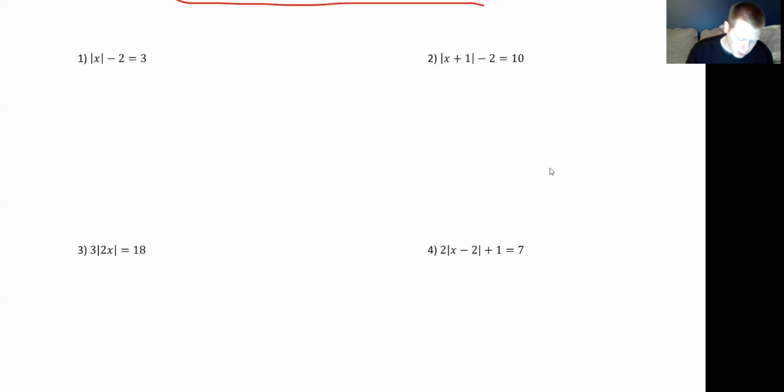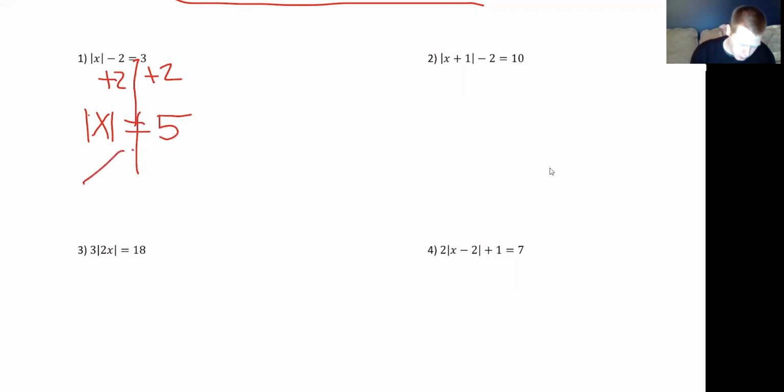This first question, we have the absolute value of x minus 2 equals 3. A lot of times students are tempted just to split it up, but you can't split it up until you get that absolute value of x by itself. So the first thing you would do in this problem to get rid of that minus 2 is add it to the other side. So you would have the absolute value of x equals 5. And now you can split up your equation.